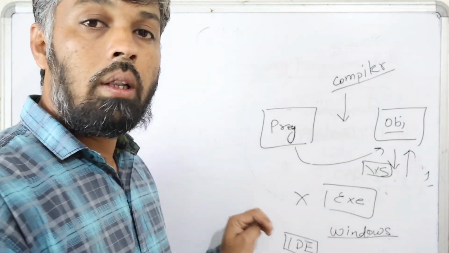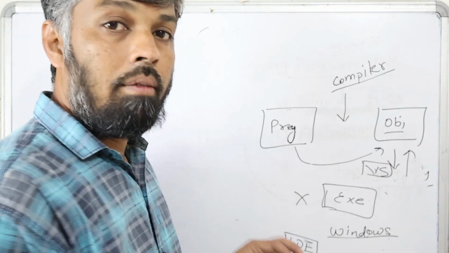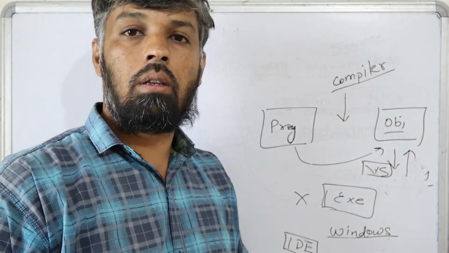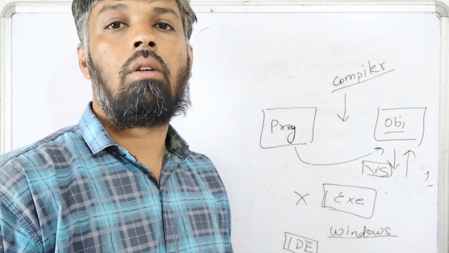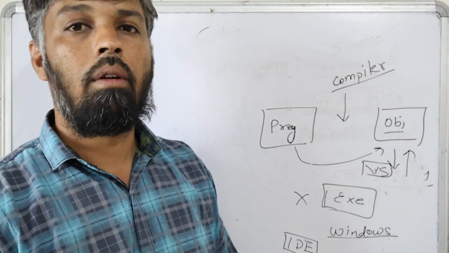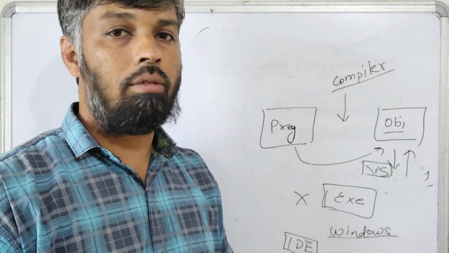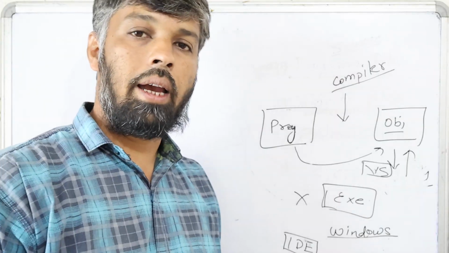Okay, so these are the three things, and the most common thing is executable file, because all the students learn Windows operating system, and they work with Windows operating system. This is the majority of the students, they use Windows operating system. So I hope you have understood the three types of file: program file, object file, and executable file.